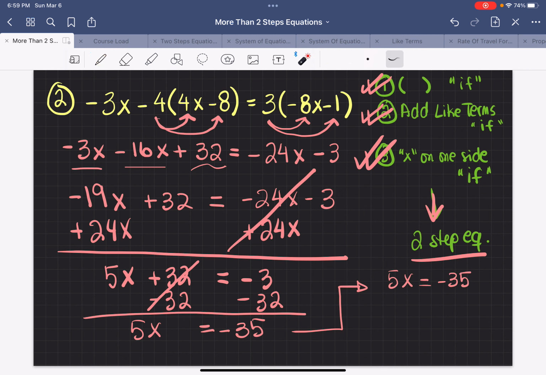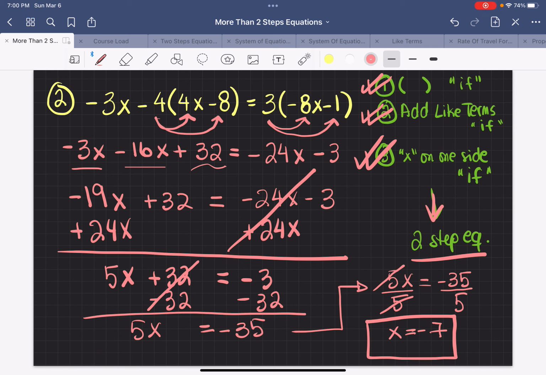Okay, now I need to get rid of this 5, which is multiplying the x. So to get rid of it, I will do the opposite operation, which is division. So I'm going to divide both sides by exactly the number I'm trying to get rid of. The 5, I'm trying to get rid of that positive 5. So that's why now I can cancel the 5 with the 5. And I have that x is 35 divided by 5, which is 7. And a negative divided by a positive is a negative. So my answer is a negative 7. X is equal to negative 7.